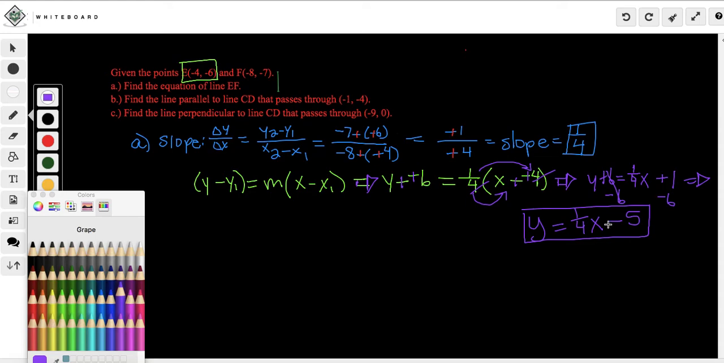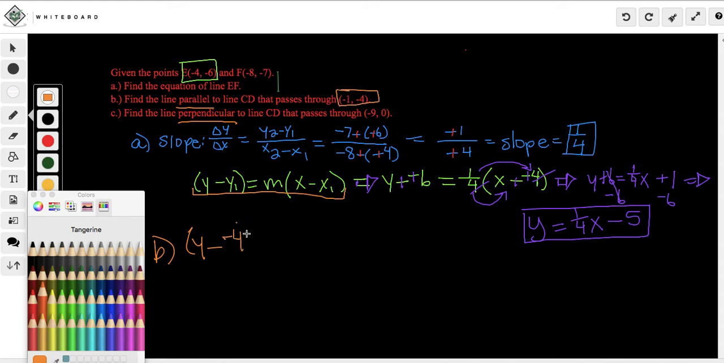So this is now in y-intercept form. So we have y equals mx plus b. Okay, so now let's go on to part B. So part B, if we're going to find a line parallel to CD that passes through -1 comma -4, we're going to use this same formula that we used right here. And then we're going to look at whether it says parallel or perpendicular to know what slope we're going to use, and we'll just fill it in. It'll be really simple. So we'll have y minus y1. So now we're on part B, so we got to use this one.